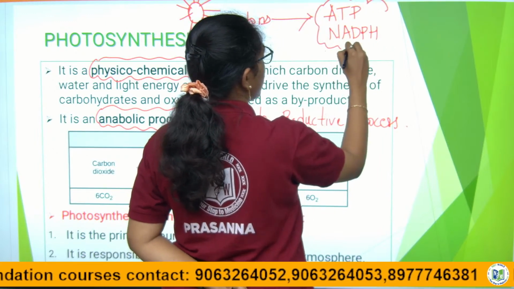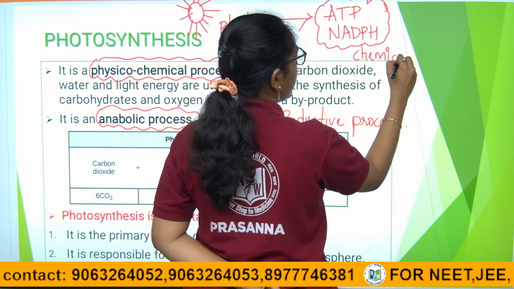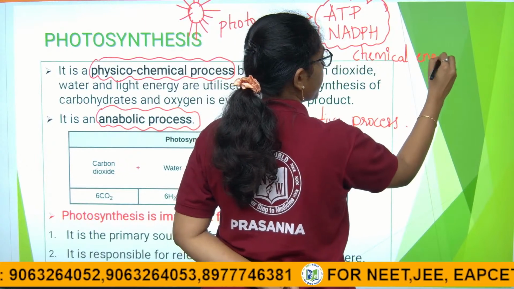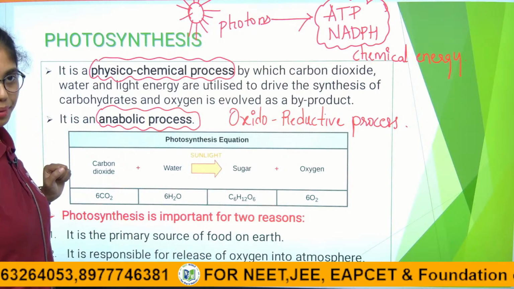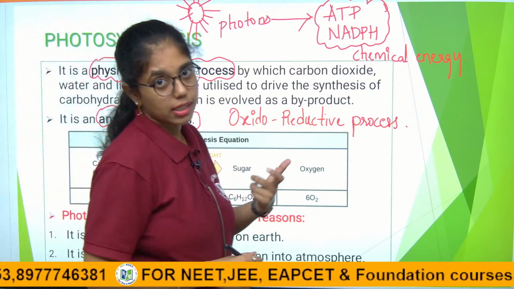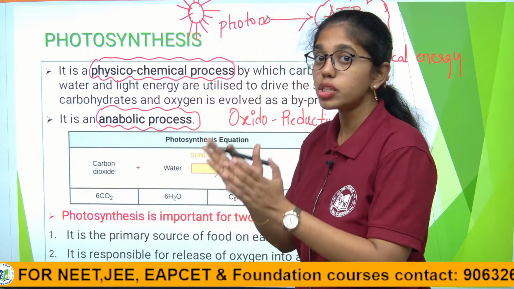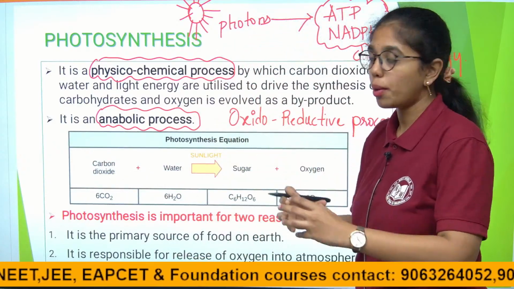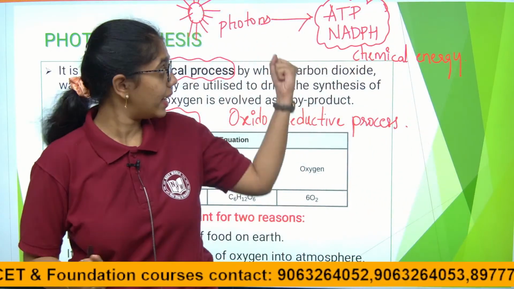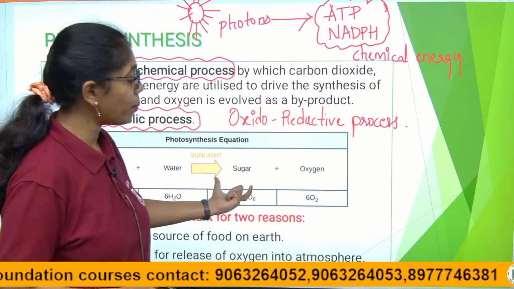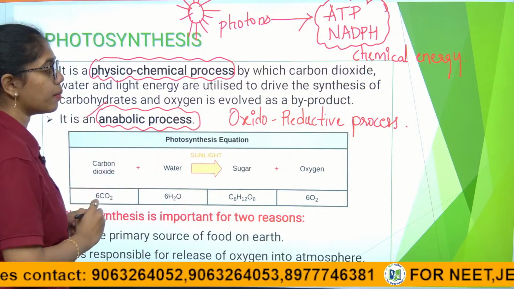Physical energy is converted to what ma? Chemical energy. That is why this process is called a physico-chemical process. Anabolic process, this is because all the inorganic molecules or simpler molecules are forming a complex sugar molecule. Simpler molecules utilizing the energy are building up a complex sugar molecule. That is why it is called an anabolic process.